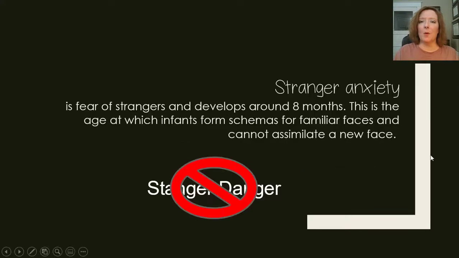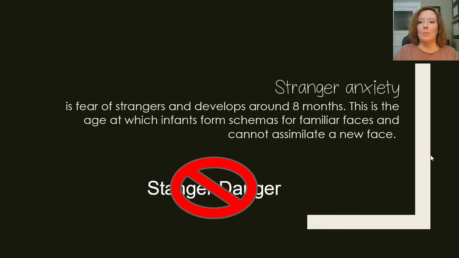Okay, so we're going to move from cognitive development to social development. The first concept I want you to grasp is stranger anxiety. This is the fear of strangers, and it develops around about 8 months. This is the age at which infants form schemas for familiar faces and cannot assimilate a new face. This is not the same thing as stranger danger. Stranger danger is something that we teach kids to not go with someone that they don't know.